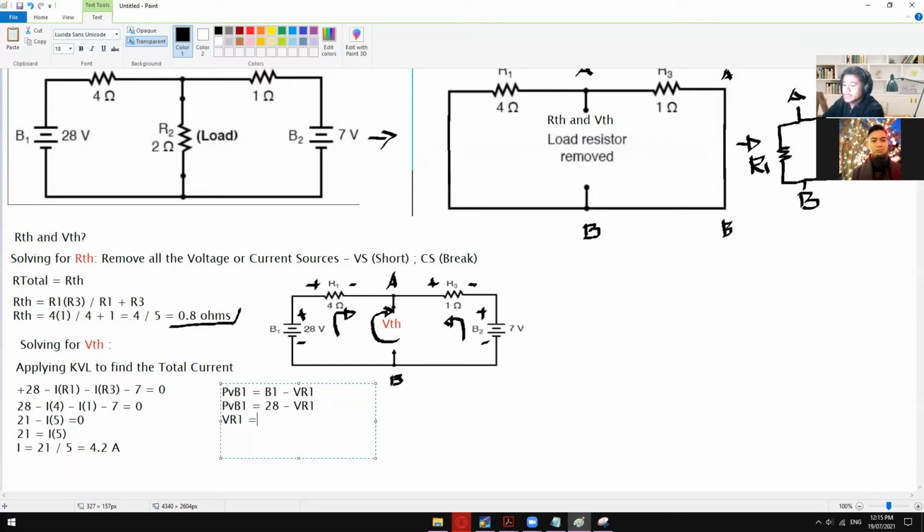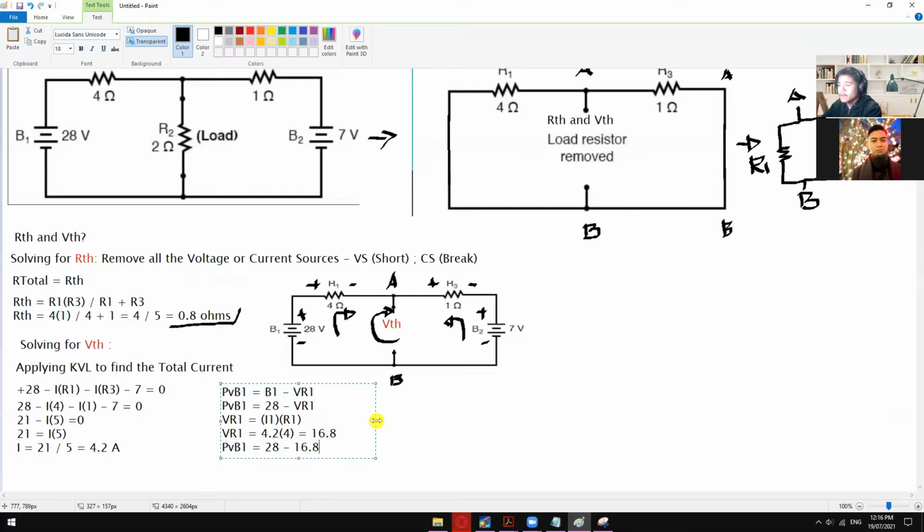So VR1 is equal to I1 times R1. Okay, just apply Ohm's law. So in here, we only have a single current. So the current on the R1 is the same with R3. Okay, so I1 is equal to I. So VR1 is equal to 4.2 times R1, which is 4 ohms. So VR1 is equal to 16.8. Okay. And then let me just copy this one and then paste it again right here. So VR1 now is 16.8. So 28 minus 16.8. Okay.